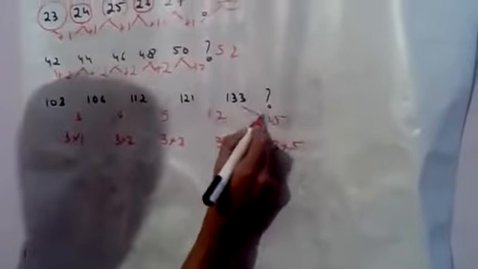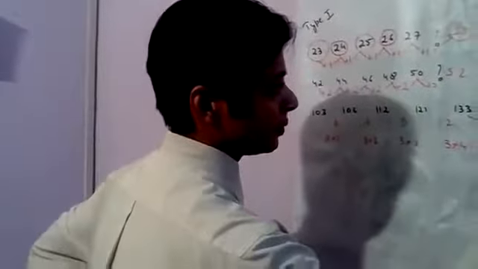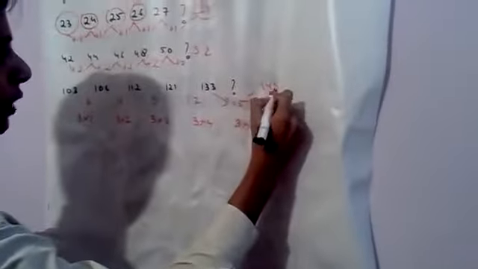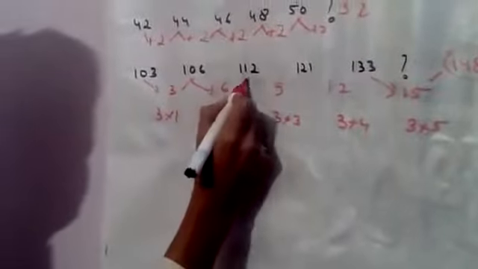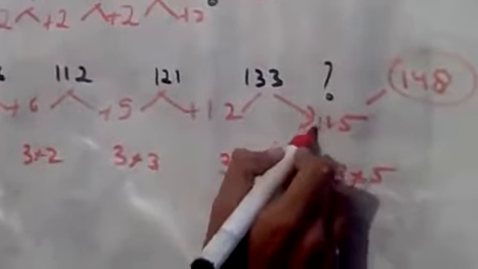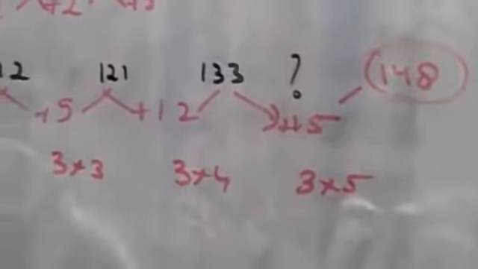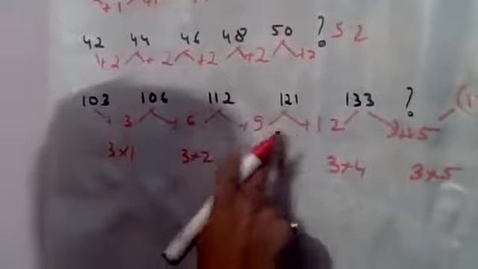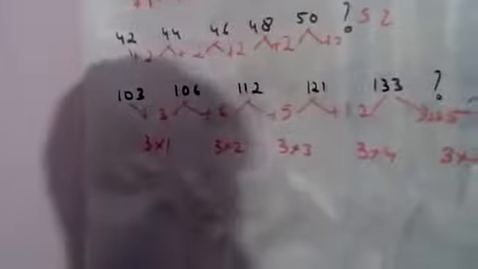15. So here we'll add 15 to 133, and our answer will be 148. As you can see, every time a multiple, or rather the table of 3, is added. Here we have added 3 into 1, 3; 3 into 2, 6; 3 into 3, 9; 3 fours are 12; and 3 fives are 15. So the difference is basically the table of 3.